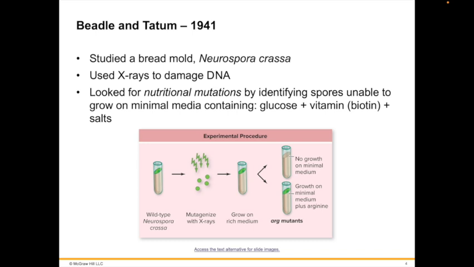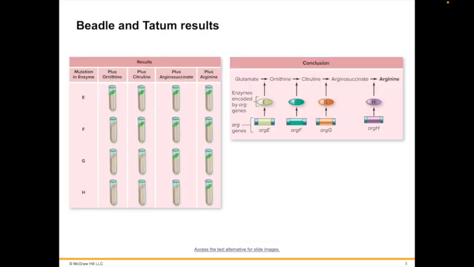When Beadle and Tatum exposed spores to X-rays, they expected to find some mutants that would be unable to grow on minimal medium. These so-called nutritional mutants result from damage to genes encoding functions necessary to make biological molecules. To identify nutritional mutants, Beadle and Tatum first grew cultures on rich medium, then placed subcultures of individual fungal cells onto minimal medium. This identifies any cells that had lost the ability to make compounds necessary for growth.